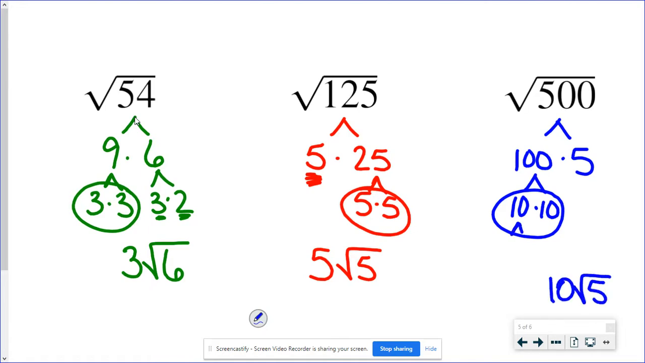If you didn't notice the 10s right away, if you did a 2 and a 5 and a 2 and a 5, I could say, oh, well, these 2s circle up, and these 5s can circle up, and I'll have a 2 and a 5 on the outside, which gives me this 10 right here, and then the 5 is still inside the radical. To me, I would absolutely stop as soon as I saw that pair.